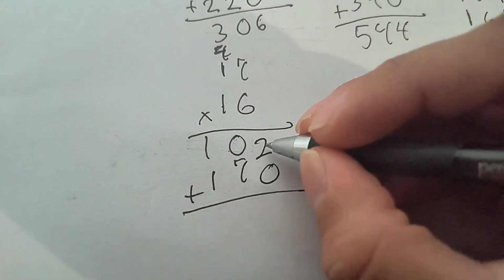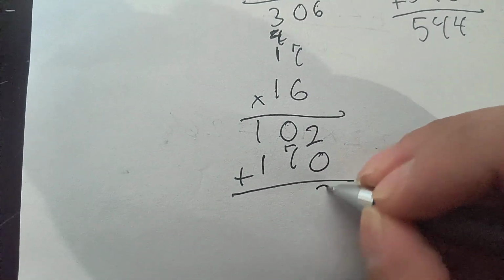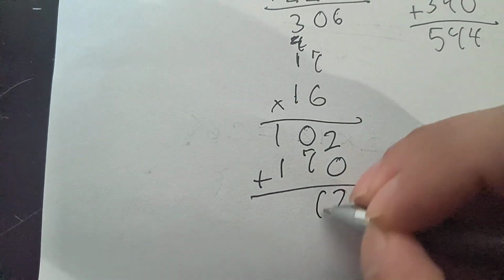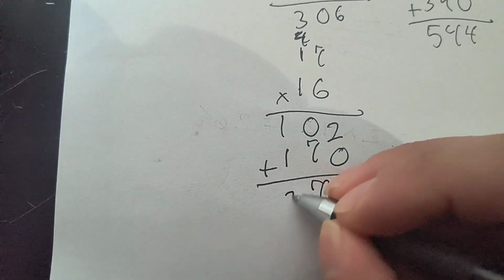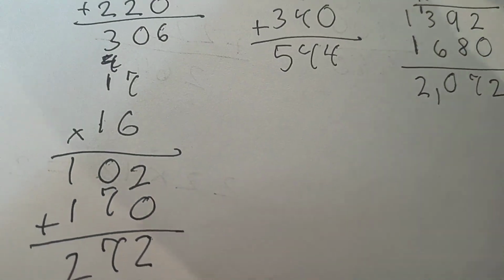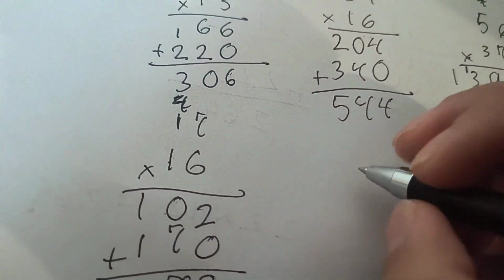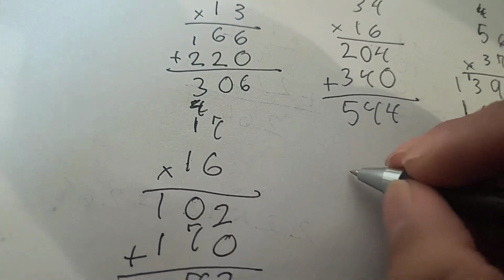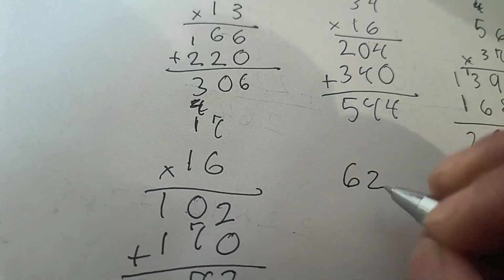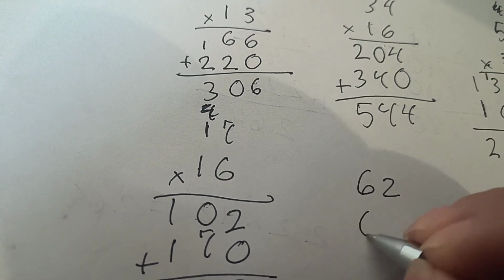Okay, now we add the place values. 2 plus 0 is 2. 0 plus 7 is 7. 1 plus 1 is 2. Now let's do one more. Okay, let's do 62 times 62.